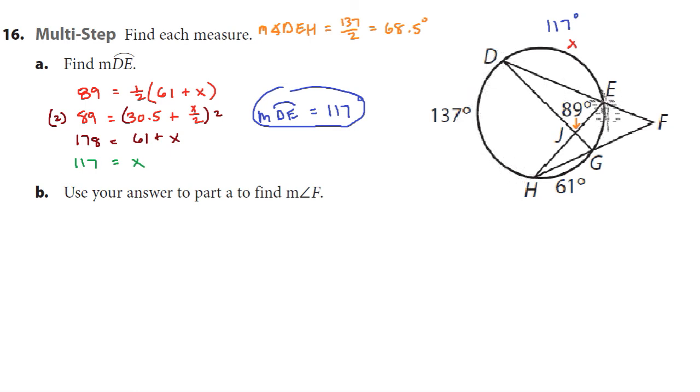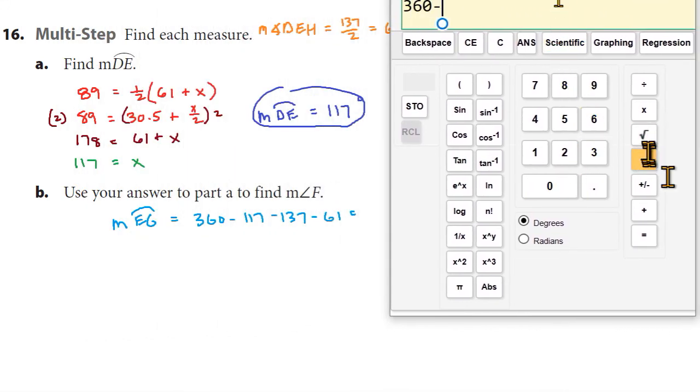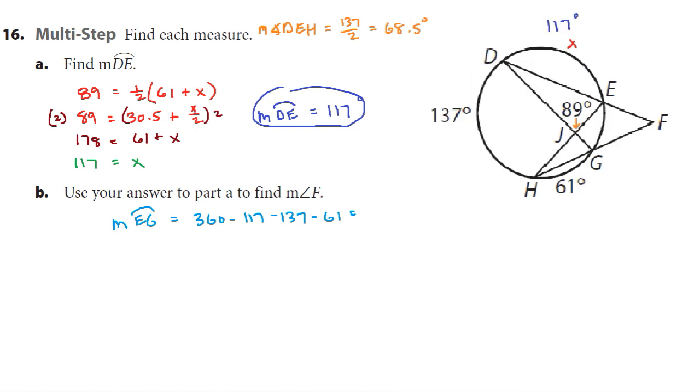And I can find the measure of arc EG pretty simple. So the measure of arc EG is equal to 360 minus 117 minus 137 minus 61. Let's find that. So we've got 360 minus 117 minus 137 minus 61 equals 45. Make sure you can see that. I can get this calculator to drag down lower so you guys can see it. There we go. So 45. So that means our missing arc is 45 degrees.